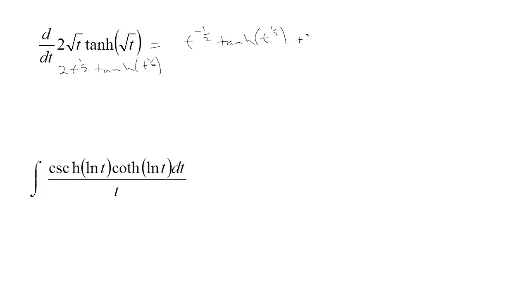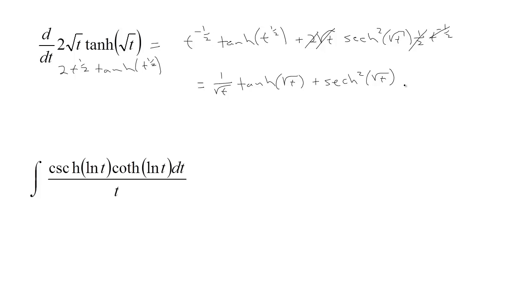And then we'd have the first, which is 2 root t, times the derivative of the second. The derivative of the hyperbolic tangent is the hyperbolic secant squared. So we get the hyperbolic secant squared of the square root of t, times the derivative of what's inside, and the derivative of t to the 1/2 is 1/2 t to the negative 1/2. So we get a little cancellation here, because t to the negative 1/2, that's 1 over the square root of t, is going to cancel t to the positive 1/2, the square root of t. And this 1/2 will cancel that 2. So we get 1 over root t, that's t to the negative 1/2, times the hyperbolic tangent of the square root of t, plus the hyperbolic secant squared of the square root of t.